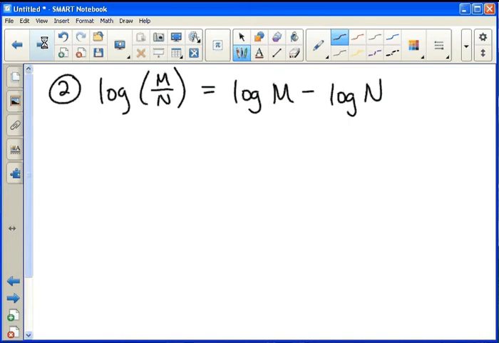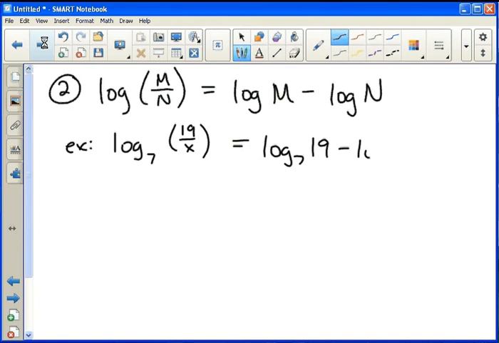So again, we'll do a couple quick examples of this. Say we have log base 7 of 19 over x. That is the same as log base 7 of 19 minus log base 7 of x. Those are completely identical. You could plug both in your calculator, you'd get the same results. Just two different ways to write the same thing.